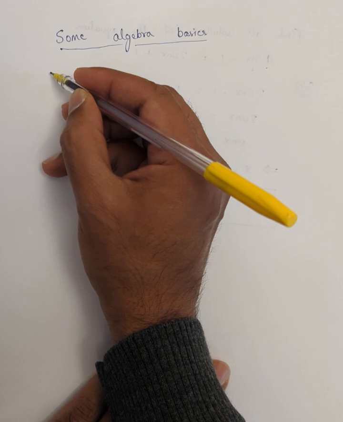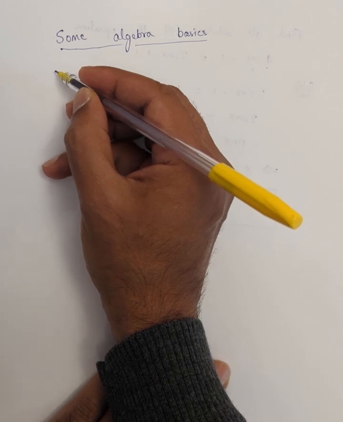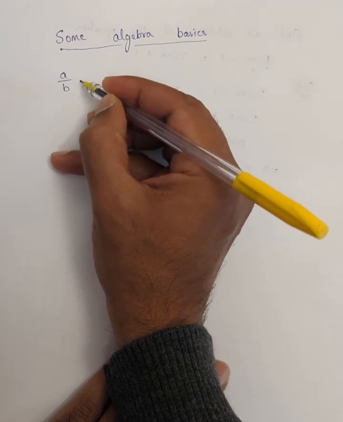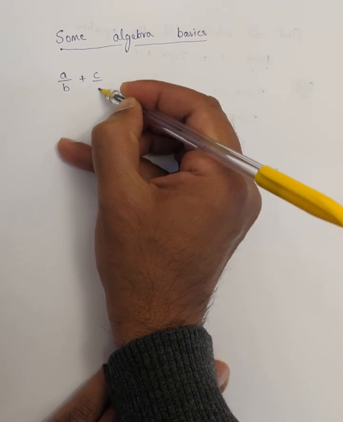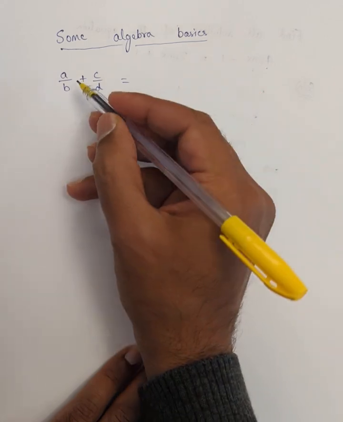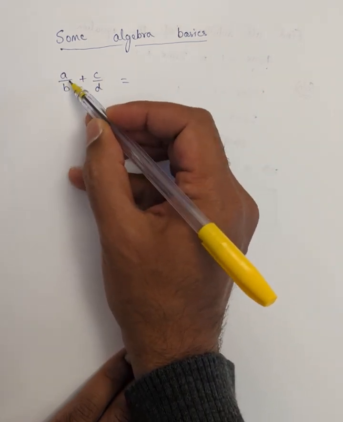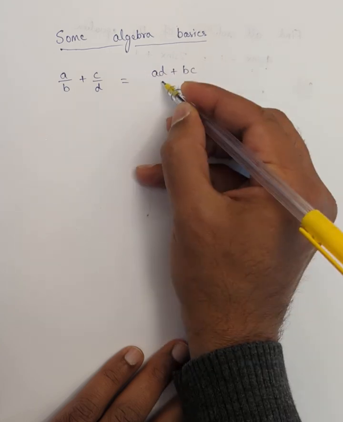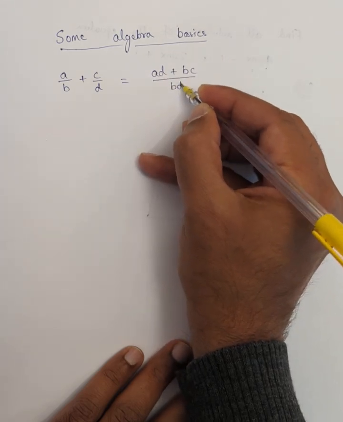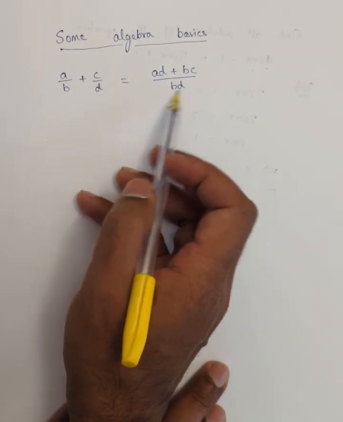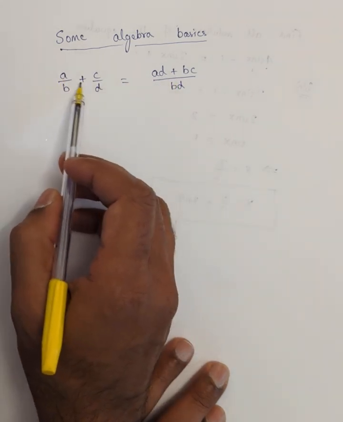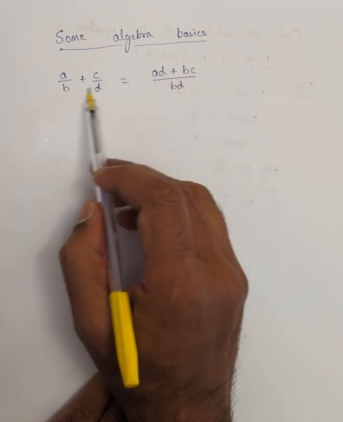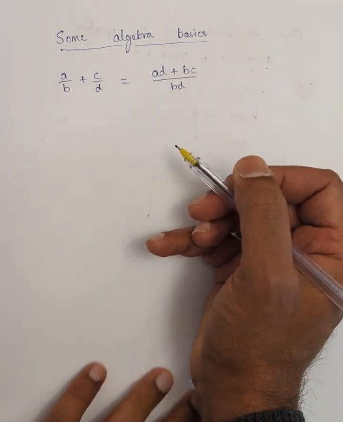I want to show a quick way to add or subtract fractions. So say if you have to add a over b plus c over d, then the answer is cross multiply, you get AD plus BC over BD. So that's how you get your fraction. You cross multiply AD plus BC to get the numerator, and you multiply the denominators to get the denominator.